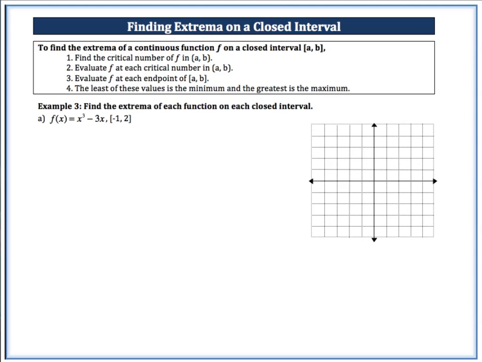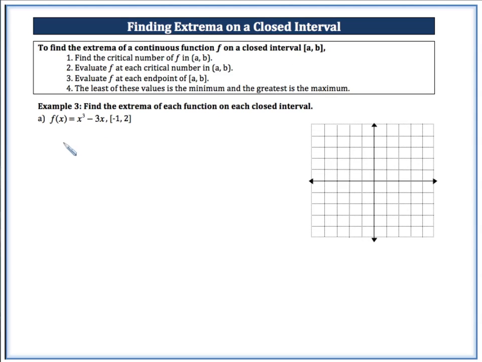Next, we want to talk about finding actual extrema on a closed interval. So here are the steps to be able to find your extrema. First thing you have to do is find the critical numbers, just like we did in the last example. Then evaluate f at each critical number, so you're actually finding the points. And then you also have to evaluate f at each endpoint, so we check for any endpoint extrema. The least of these values is the minimum and the greatest is the maximum on that interval.